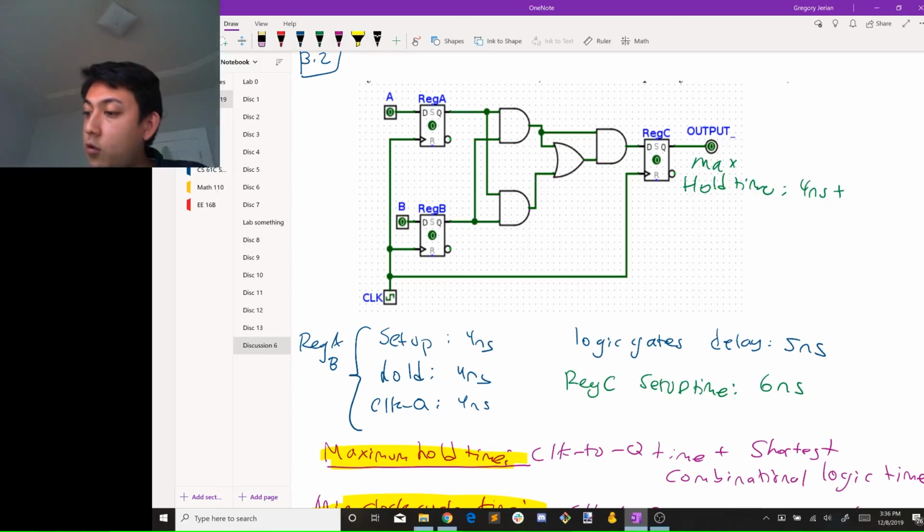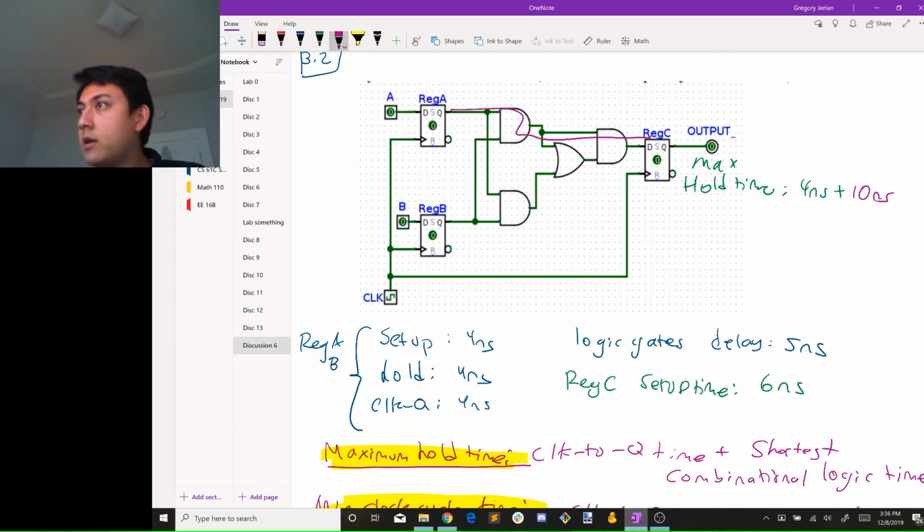What about this path? That one also goes through 3 gates, right? But if you look closely enough, you'll always find one that's shorter than the rest, and that's this one, which only takes 10 nanoseconds. So our max hold time is 4 nanoseconds plus 10 nanoseconds for this path, and that's about it. So our max hold time is 14.